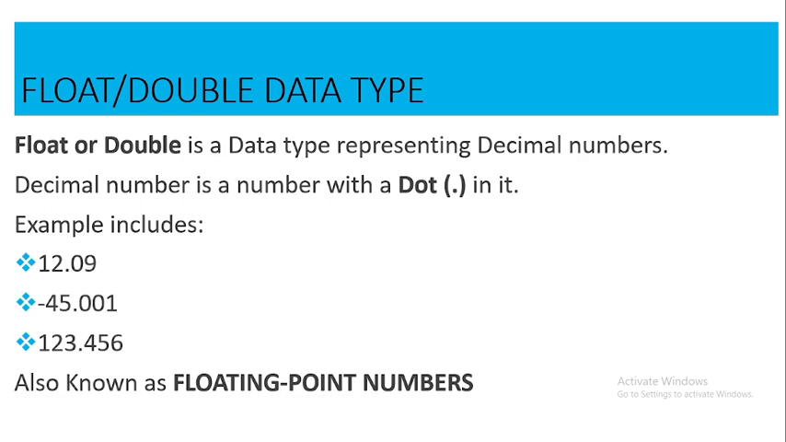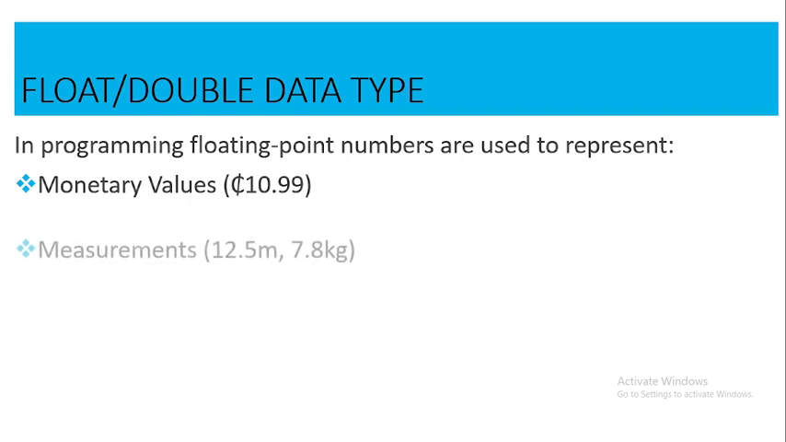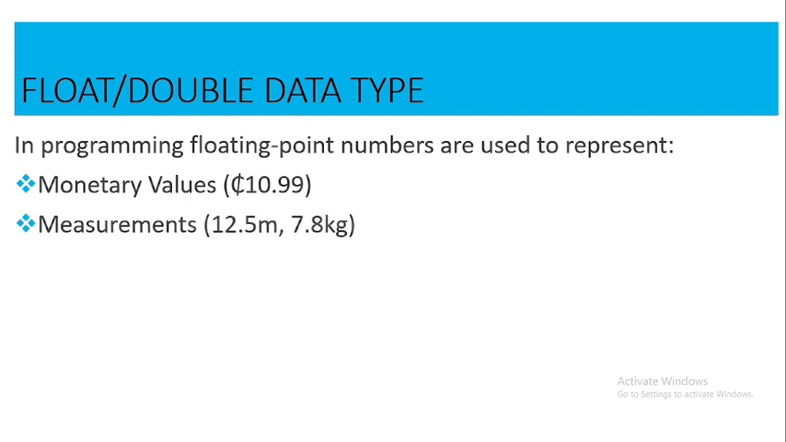Floating point numbers. So in programming, floating point numbers are used to represent monetary values. So maybe we would want to represent 10 cedis 99 pesos. We use float or double data type to represent that. We also use float or double data type to represent measurement. Example 12.5 meters, we have 7.8 kilograms. And then they are also used to represent scientific data. Example being 37.5 degrees Celsius. So 37.5 degrees Celsius is a scientific data.